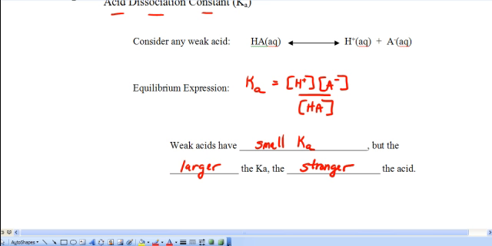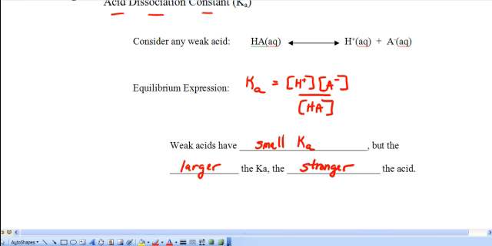The term strong versus weak only refers to how far to the right or to the left the equilibrium lies. It does not imply danger necessarily. If you have an incredibly dilute strong acid, it poses no danger. If you have a very concentrated weak acid, it could be very, very caustic. Okay? So this has nothing to do with the danger involved. It simply has to do with where the equilibrium lies.